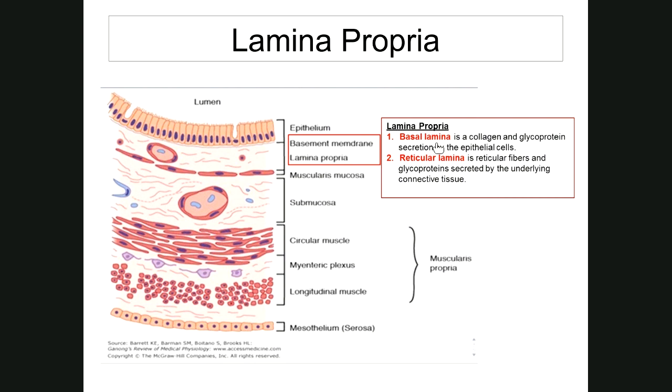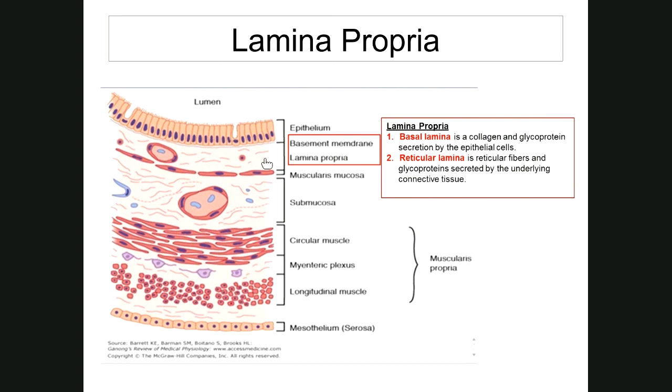So I've broken the lamina propria down into what it is. Number one is basal lamina, a collagen and glycoprotein secretion by the epithelial cells. So collagen is a type of supportive fiber, and glycoproteins are sticky. So it's putting out a sticky material with fibers in it, just like concrete has that metal rebar in there to help make the concrete stronger. Well, these cells are secreting a fiber as well as a glycoprotein, a sticky protein, to help hold these epithelial cells to the underlying tissues.